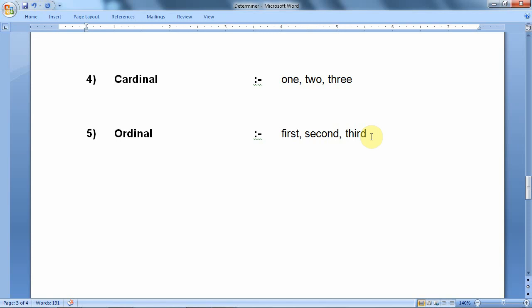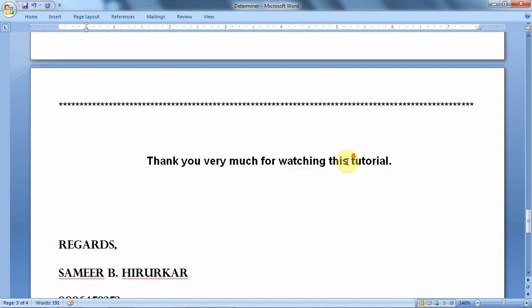We just have to make it clear in our mind that determiner consists of possessive adjectives and pronouns, demonstrative adjectives and pronouns, articles, cardinal and ordinal. All these things are to be considered properties of a determiner.